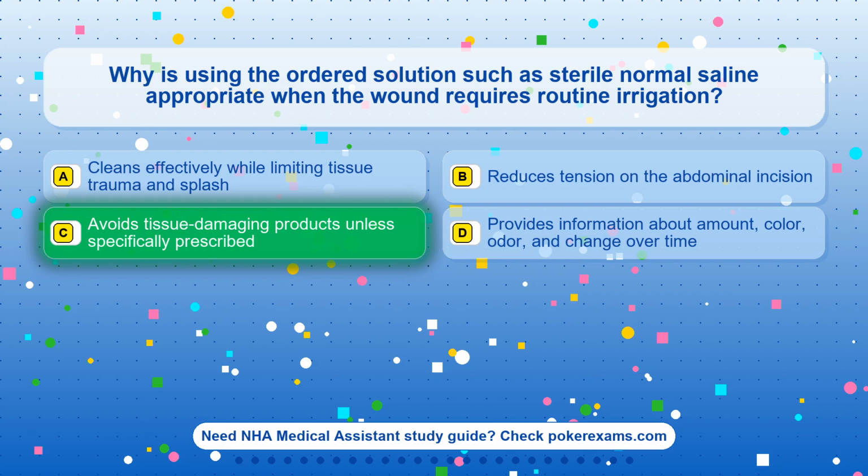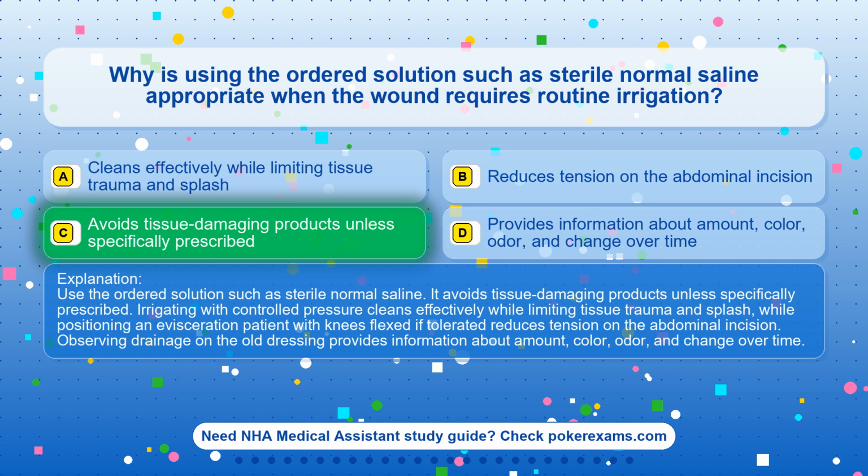The correct answer is option C. Avoids tissue-damaging products unless specifically prescribed. Use the ordered solution such as sterile normal saline. It avoids tissue-damaging products unless specifically prescribed. Irrigating with controlled pressure cleans effectively while limiting tissue trauma and splash, while positioning an evisceration patient with knees flexed if tolerated reduces tension on the abdominal incision. Observing drainage on the old dressing provides information about amount, color, odor, and change over time.